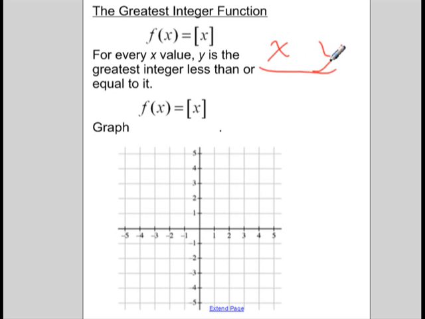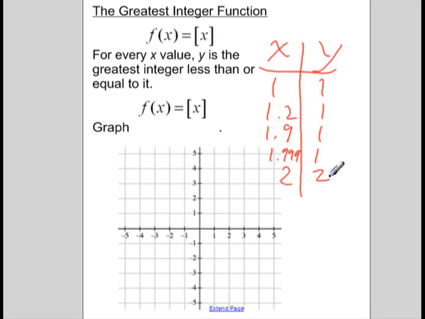So if you were going to make a table of values, for example, if x was 1, the greatest integer that's less than or equal to 1 is 1. But if your x value was, let's say, 1.2, the greatest integer that's less than or equal to 1.2 is still 1. So you're going to have some interesting behavior here. If your x is 1.9, the greatest integer less than or equal to that is still 1. 1.999, greatest integer less than or equal to that is still 1. But when you get up to 2, now it jumps to 2.